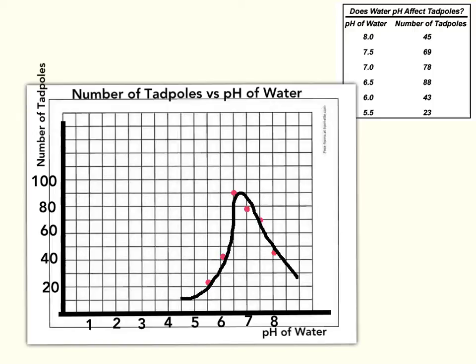When drawing graphs, it is important to get as many points on your graph as possible. You can see I didn't do such a great job, but you get the general sense. A researcher would predict that 6.5 pH is the optimum pH level for water for tadpoles.